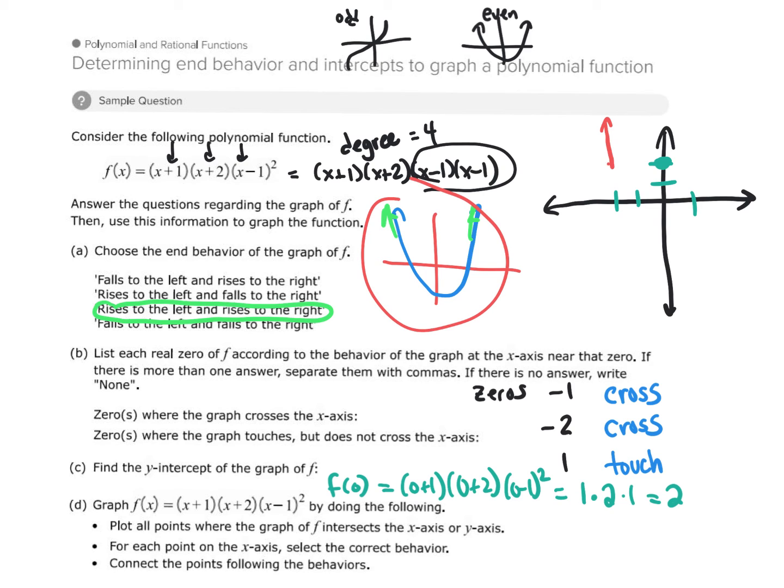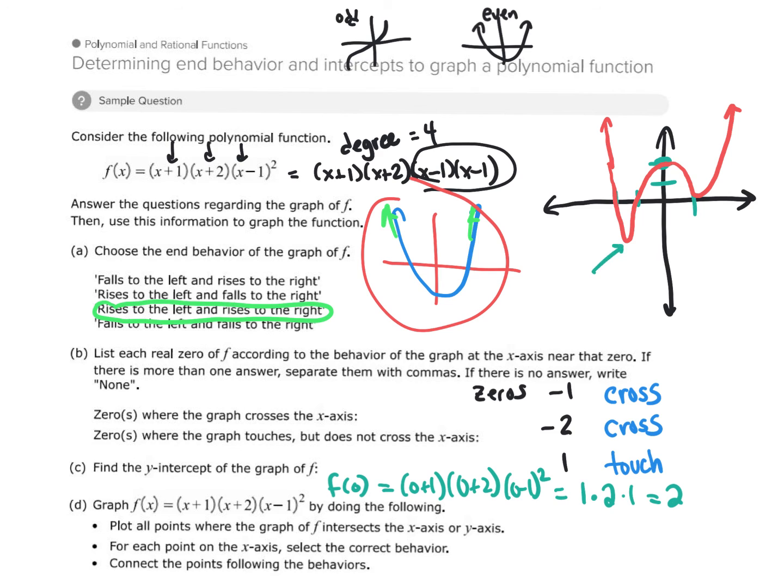So it's going to start this way. It's going to cross at -2. Somehow it has to turn around and cross back at -1. It's got to turn here somehow. It doesn't have to turn there, it could cross and go back, but something like this. But then the big thing at 1, since it's an even number, it's going to bounce over like this.